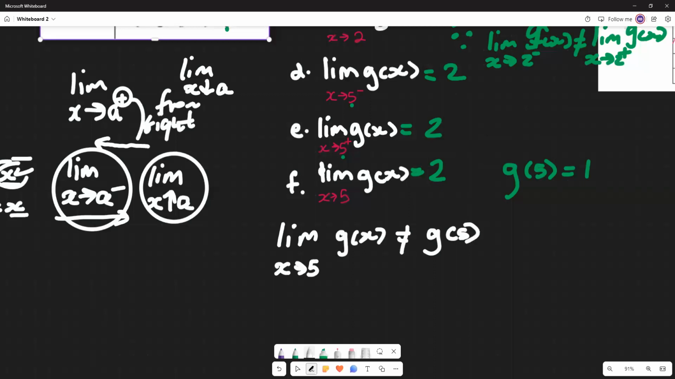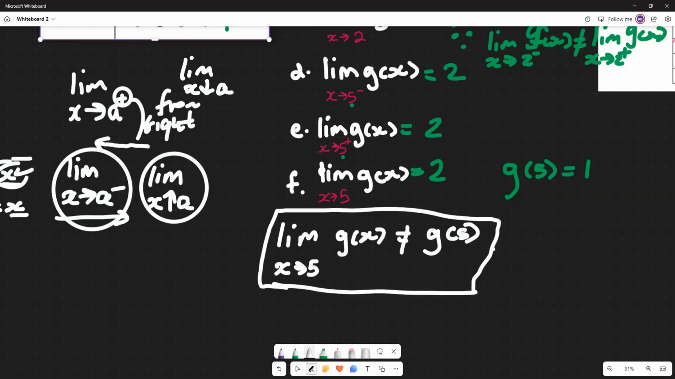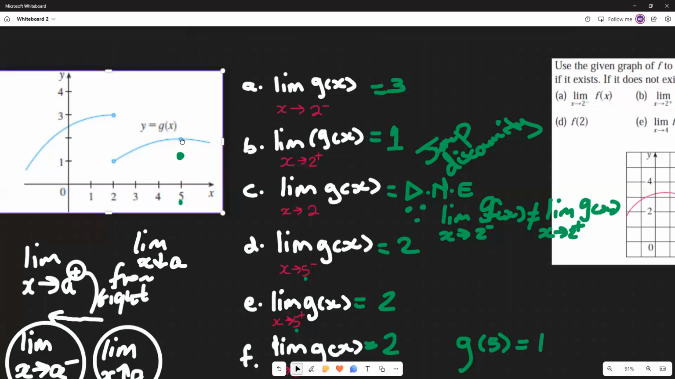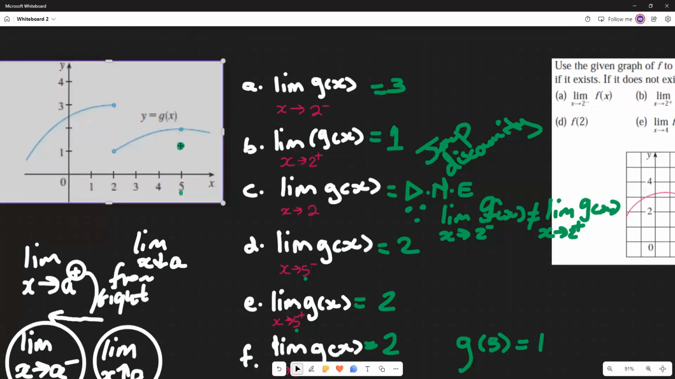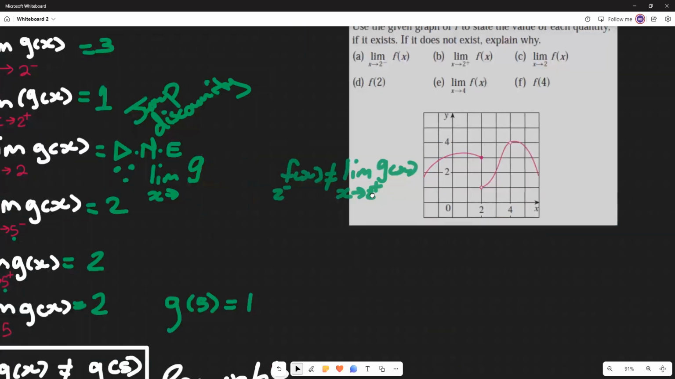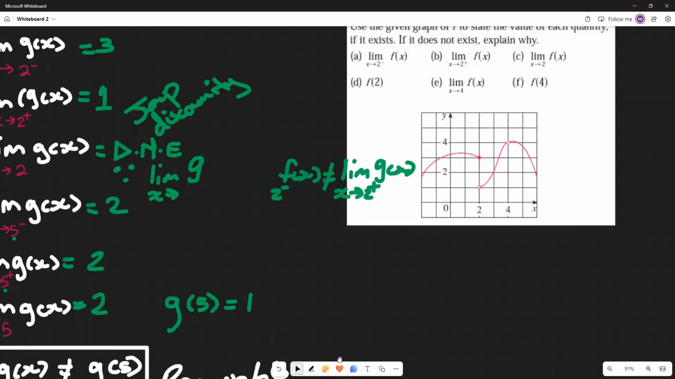It's not the same as substituting 5 on this graph. So which means there's a discontinuity there. This is the reason for your discontinuity. We call it removable, because we just removed the point. Removable discontinuity. So we removed this point. The point was originally here, but we removed it and put it here, you see? So we call that type of discontinuity removable. But yeah, we'll talk about that later.